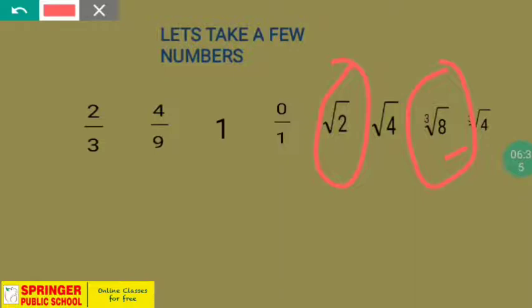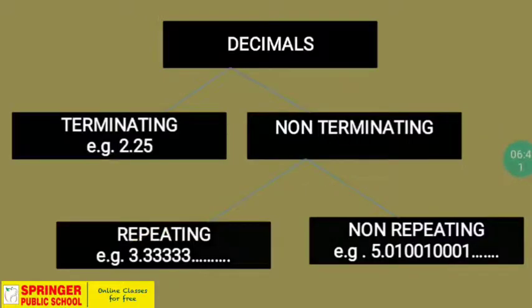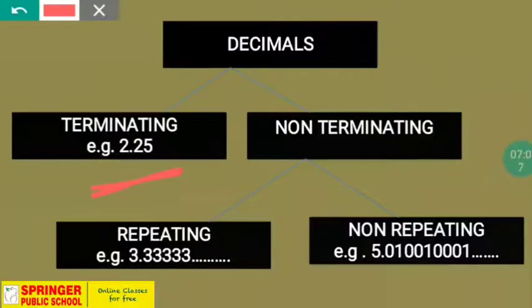Now students, the next way to represent the numbers is decimals. And let us find out how, in case of decimals, we will identify whether the given number is a rational number or an irrational number. Students, you can see I have taken a flow chart here. Decimals basically are of two types, as you all know, terminating and non-terminating decimals. Terminating decimals are those decimals which end. Like the example which is being given is 2.25. That means the decimal ends at 2.25. 5 is the last digit of the decimal, so it's a terminating decimal.